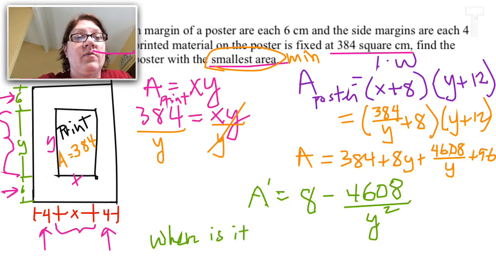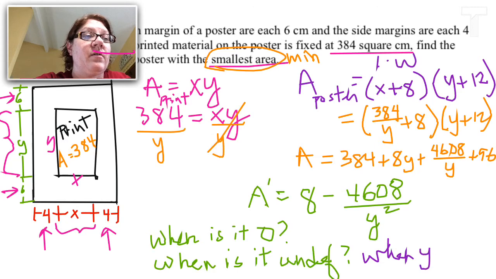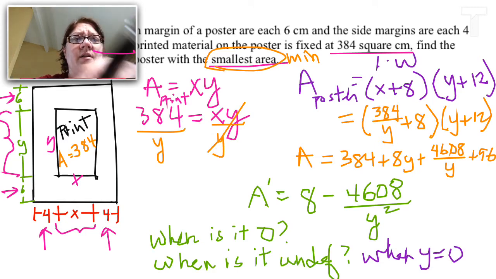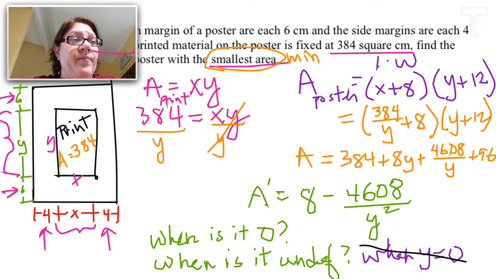when is it 0, and when is it undefined? Well, I know it's undefined when x is 0, y, sorry. But that would be silly because then I'd have no height on the printed area, so that doesn't make sense in context, so I'll have to throw this one away.